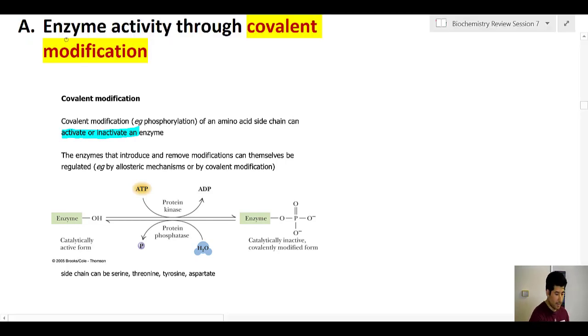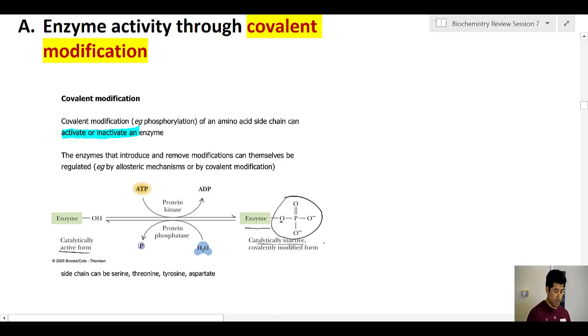Are there any questions about that? Can you repeat that? Sure. So if we look at this image over here, let's look at this enzyme with this hydroxyl group. And this enzyme right here with this hydroxyl group, it's the catalytically active enzyme. Look at what's going to happen to it. This enzyme with that hydroxyl group is going to be phosphorylated. And now it is the catalytically inactive enzyme.